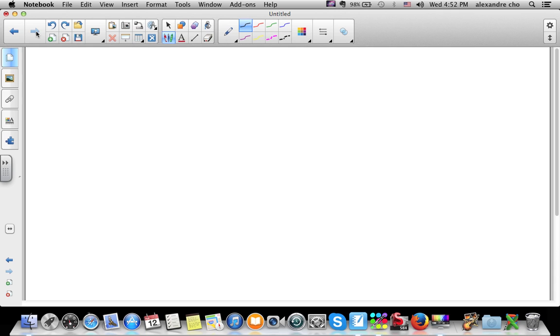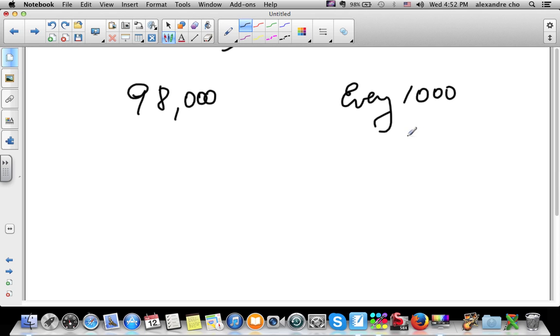So they have to pay $65.50 for every $1,000. So here's 98,000. One way of thinking about this. Here's $98,000. And it says that every 1,000 you pay $65.50. Well, so if their house was worth $1,000, they would pay $65.50 in taxes.